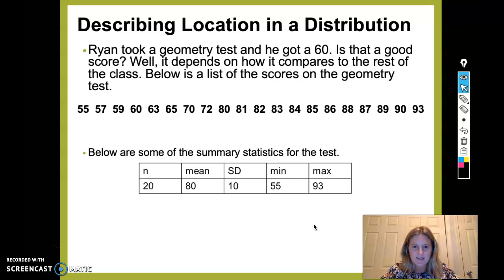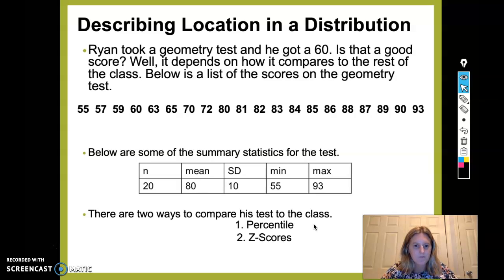Here are some summary stats. There are 20 tests, n is 20 people who took the test. The average, or the mean, was an 80, the standard deviation is 10, and we got the min and the max. A nice summary of the data right there in a table for us. We're going to use that in our problems.